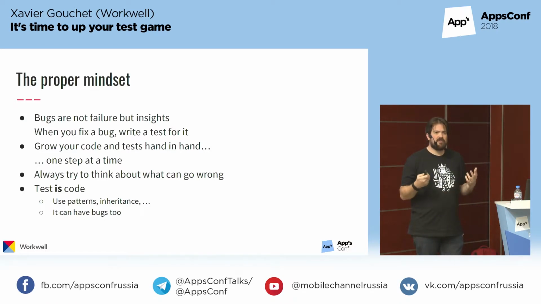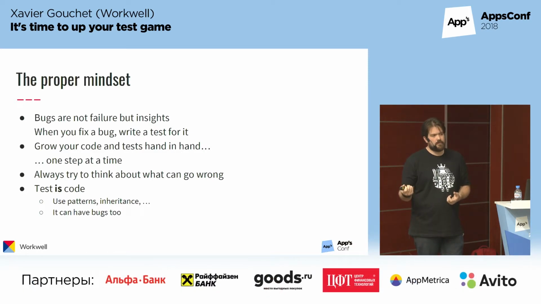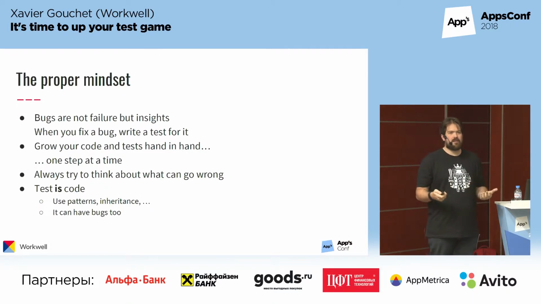You always need to try to think about what can go wrong. And that means thinking about all the edge cases, all the mixed states, the combinations that can happen. And finally, you need to know that test is code, because you write it in Kotlin or in Java or in any other language. And if you have bugs in your production code, you can have bugs in your test code too. So you need to be aware of that. And also, because it is code, you can use all the patterns, all the cleverness that you have inside your tests. So you can have inheritance, patterns, anything that you want.